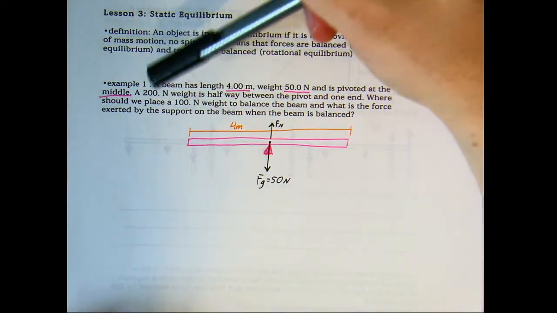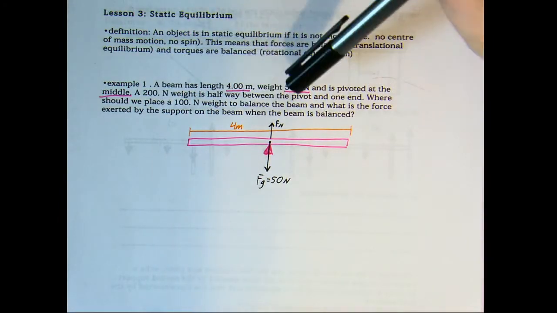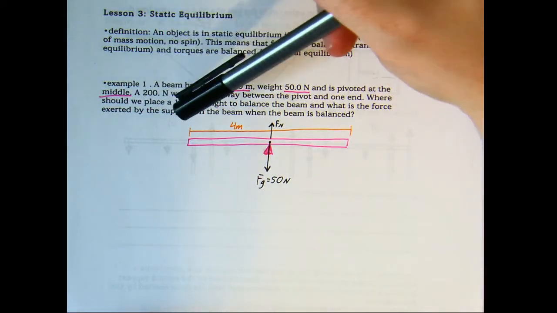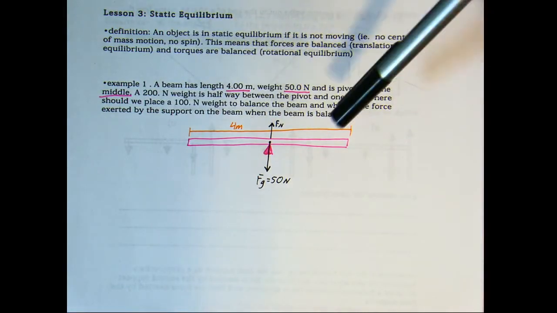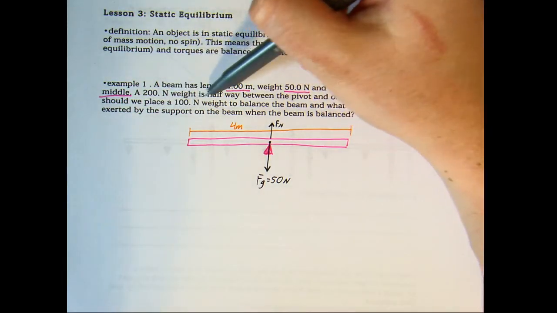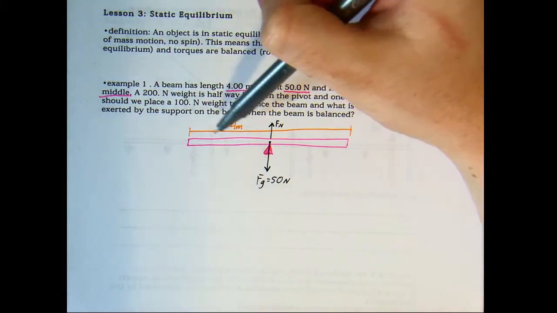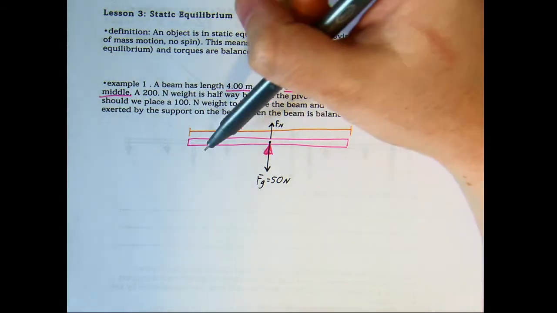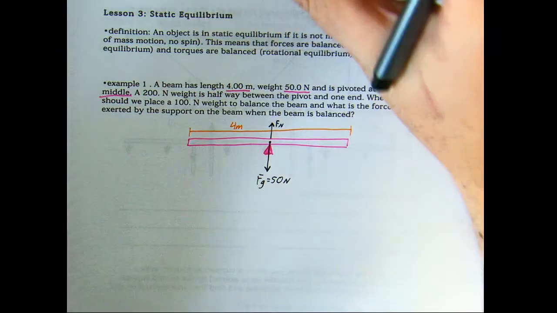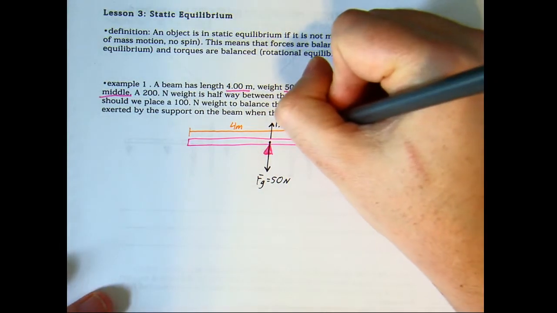We've got a 200 Newton weight halfway between the pivot and one of the ends. We don't know which end. And then the question is, where should we place a 100 Newton weight to balance the beam, and what is the force exerted by the support on the beam when the beam is balanced? So we don't know where these objects are, so we're just going to start placing them and see what happens. So this 200 Newton weight is halfway between the pivot and one end. It doesn't matter if you use the left side or the right side, because if you put it on the left and then walk around the beam and look at it, it'll be on the right side. So that part is arbitrary. It doesn't matter. So I'm going to put it over here.